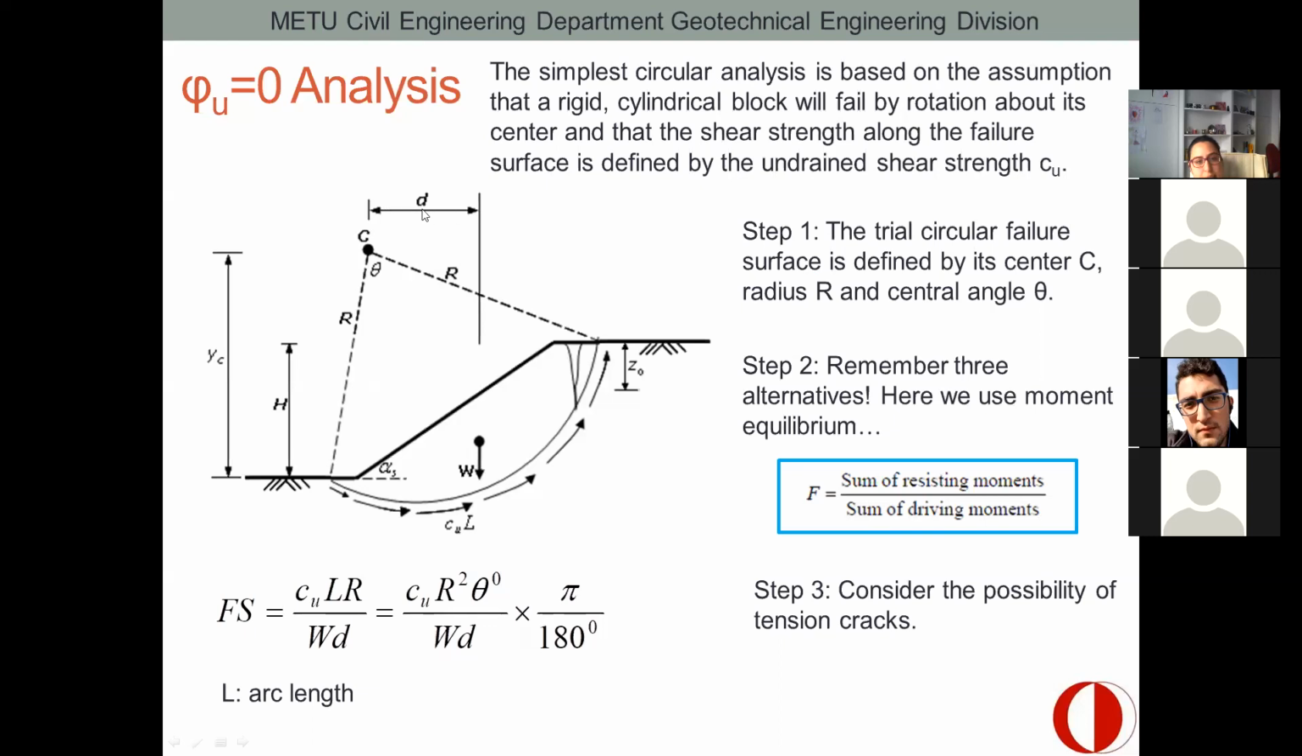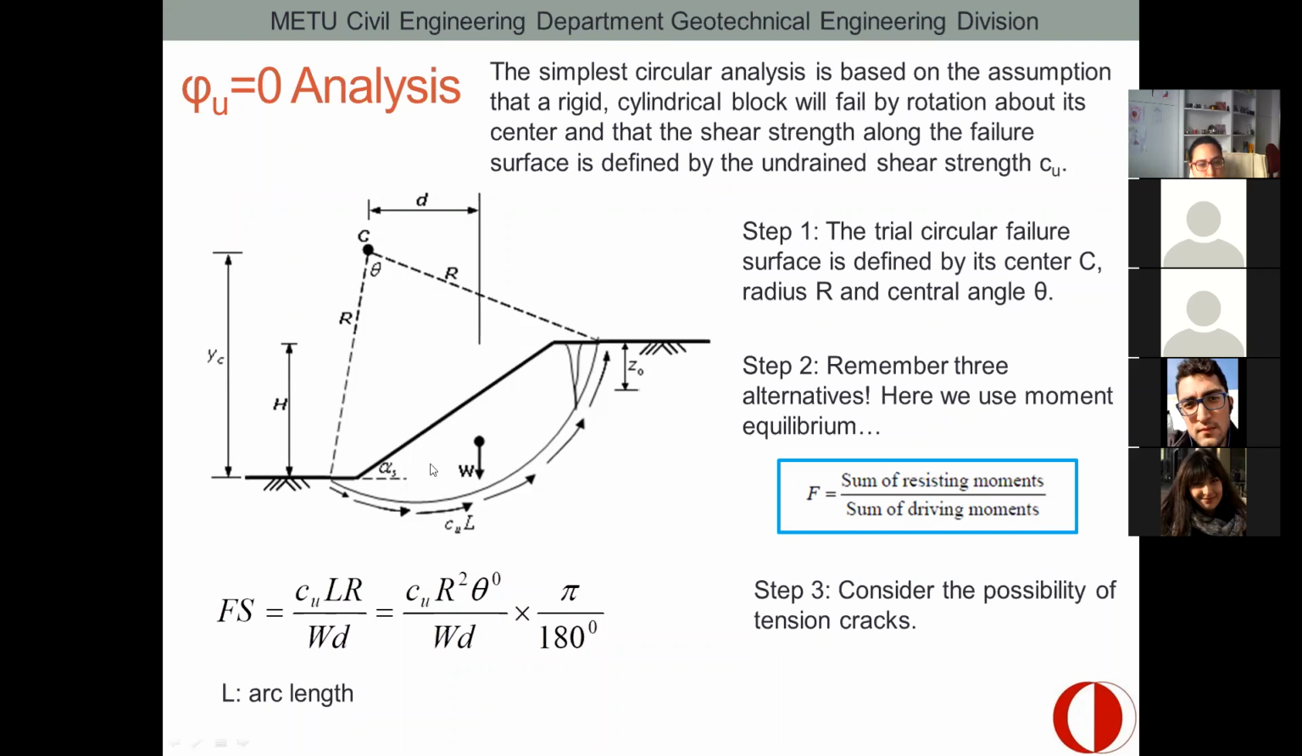So here D is the moment arm, and I'm taking the moment with respect to point C, so the driving moment is W times D. And I'm going to put them on the bottom of my equation, W times D. Can you follow me, everybody? Very good. Now, let's think, who is resisting to this force?